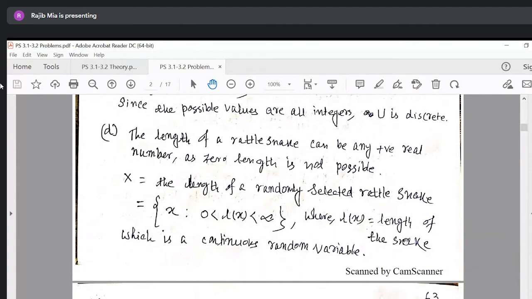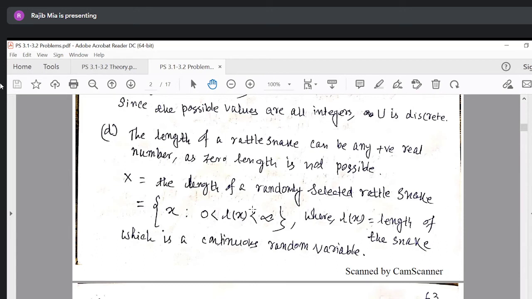Suppose Lx is the length of the snake, then Lx can be inside the interval 0 to infinity, greater than 0, less than infinity. And of course, this is not a finite set. There are so many real numbers between 0 and infinity.